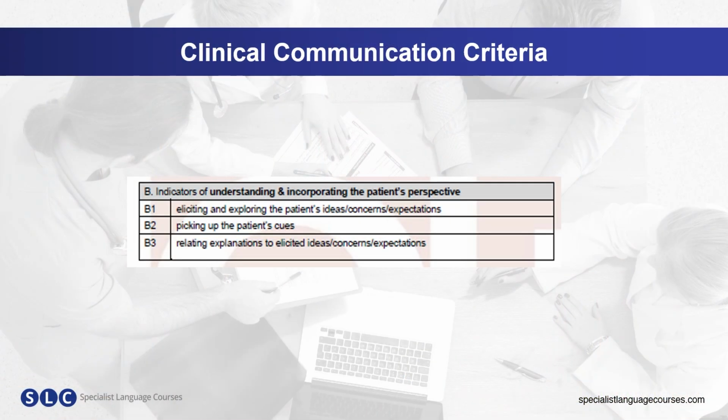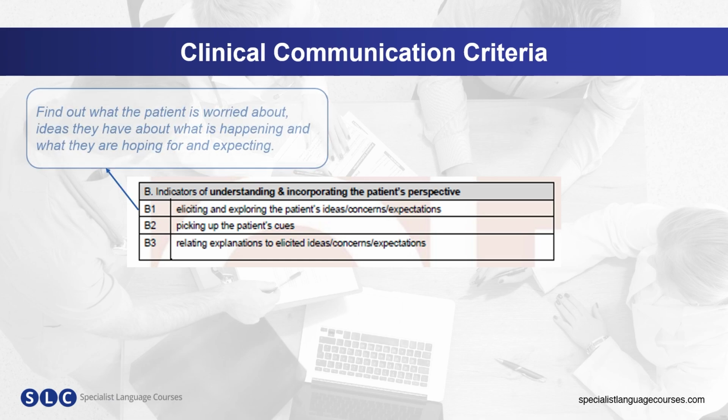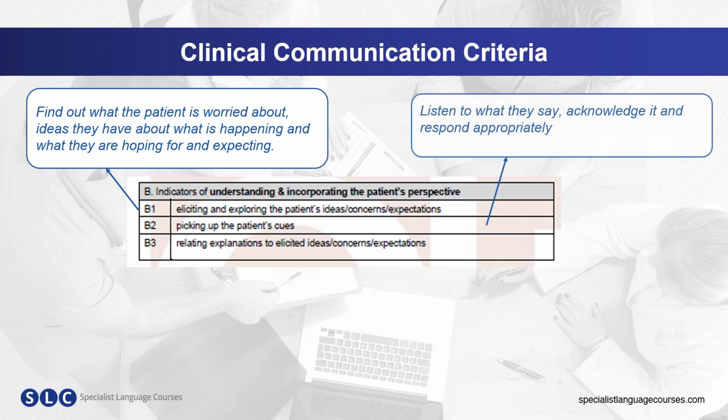Now let's take a look at understanding and exploring the patient's perspective. So the first indicator is eliciting and exploring the patient's ideas, concerns, and/or expectations. This means you need to find out what the patient is worried about, find out ideas they have about what's happening and what they are hoping for and expecting. Picking up patient cues means you need to listen to what they say and acknowledge it and respond appropriately rather than just working through the tasks.